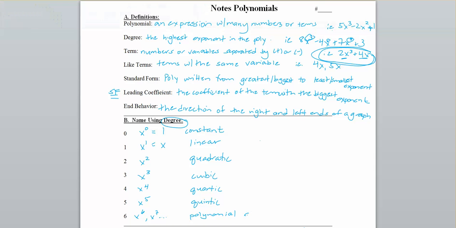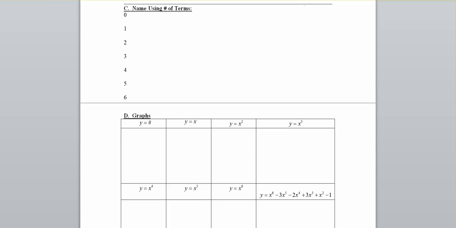Polynomial of blank degree. So if it's to the 7th degree, you'd say this is a polynomial of the 7th degree, 8th degree, 9th degree. So you can name up from 0 to 5. After the 5th degree, they stopped giving specific names, and it would just be a polynomial of whatever degree.